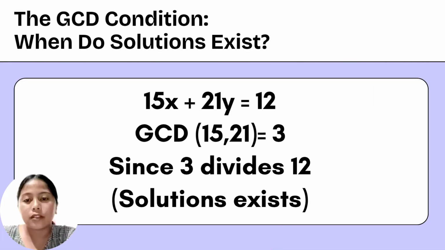In the GCD condition, when do solutions exist? Take this equation: 15x plus 21y is equal to 12. We must first find the GCD. Our a is 15, our b is 21, so our GCD in this equation is 3. Since 3 divides 12, which is our c, solutions exist.